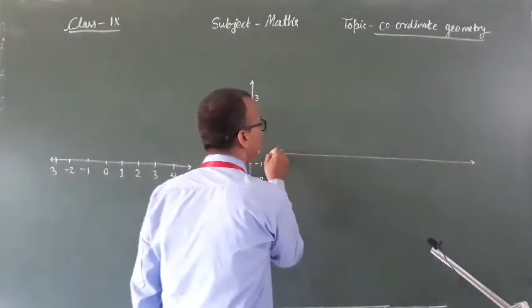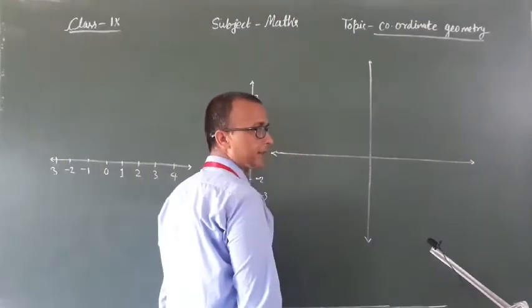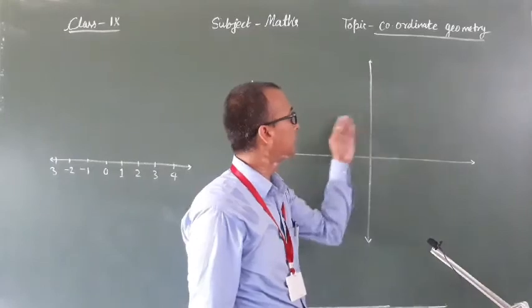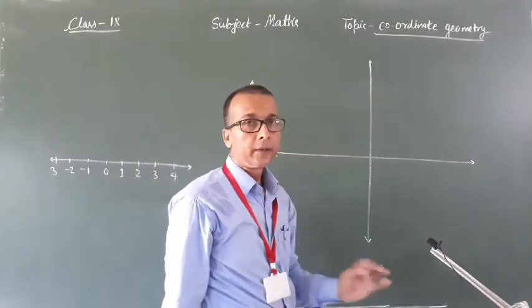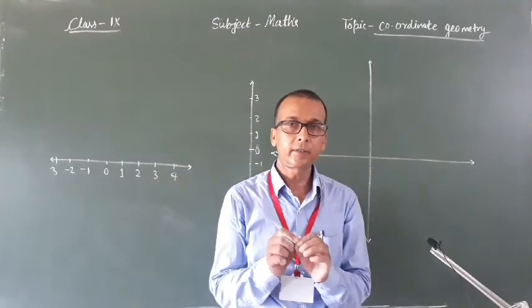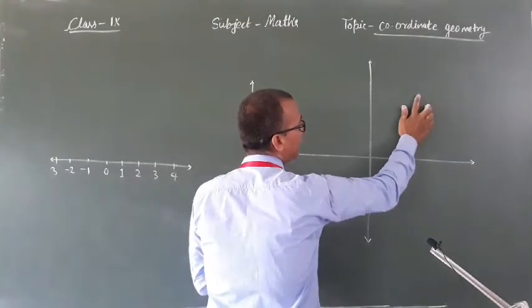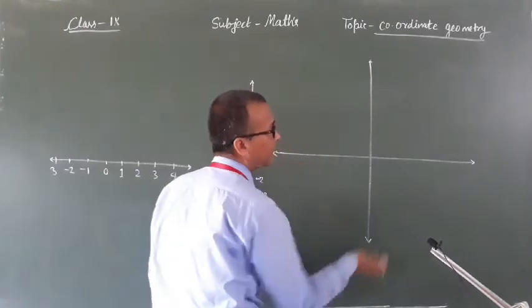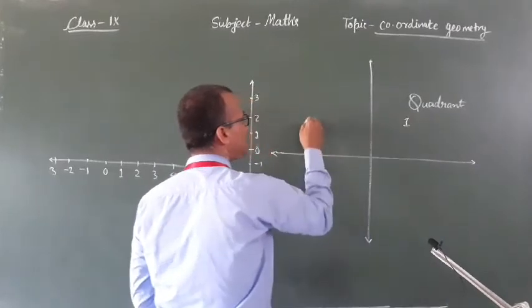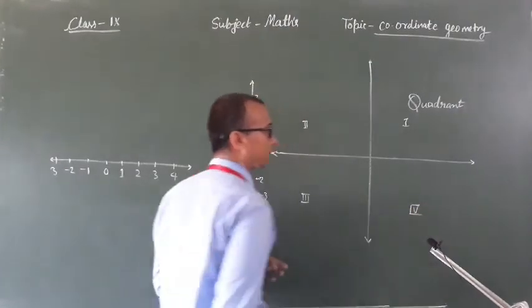and it divides the plane into 4 parts. These parts are known as quadrants: first, second, third and fourth. When two lines intersect each other mutually perpendicular, then the plane is divided into 4 parts, and these 4 parts are known as quadrants. This is the first quadrant, second quadrant, third quadrant, and this one is the fourth quadrant.